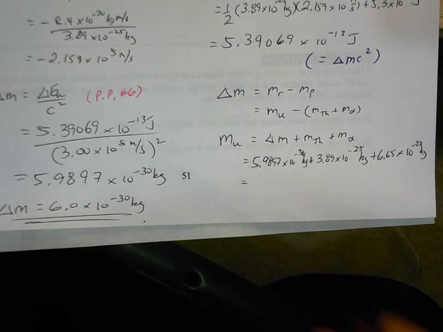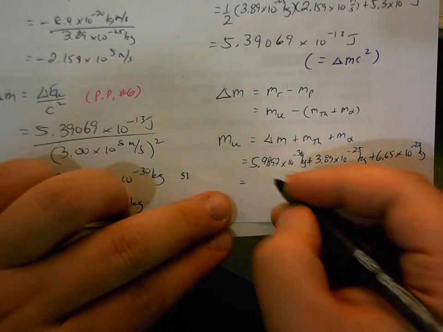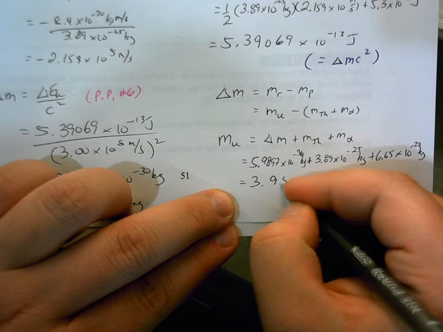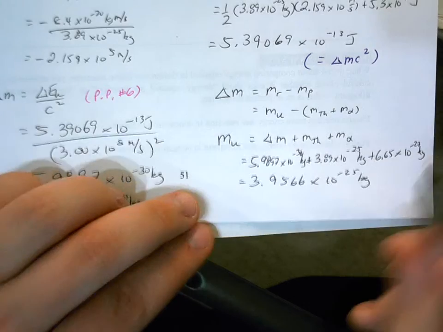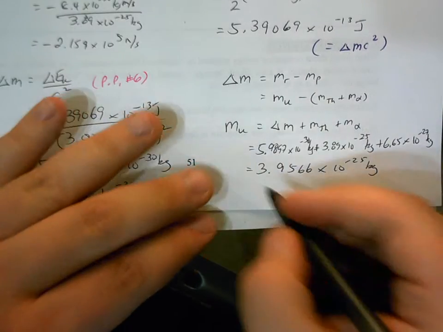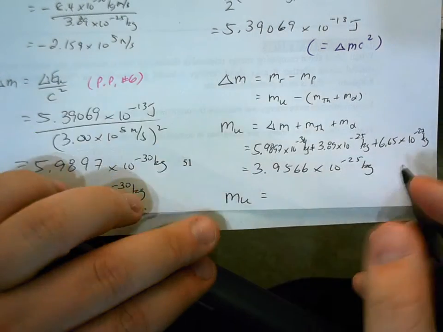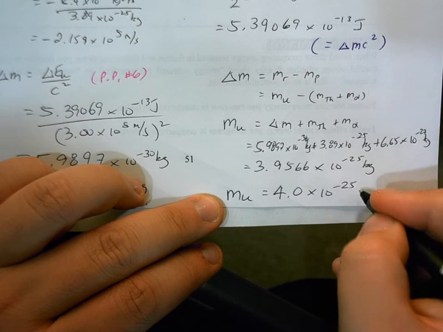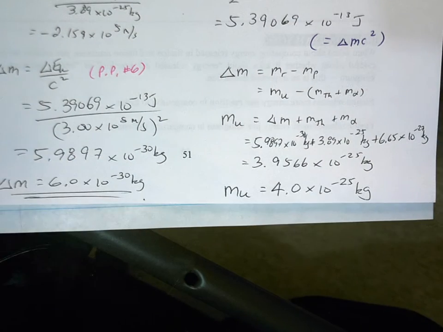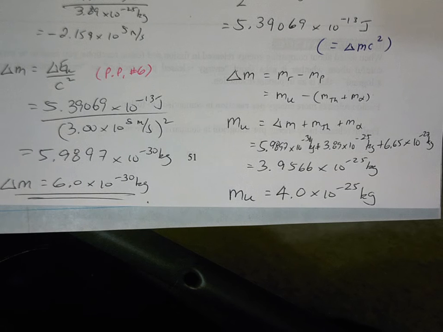And again, sorry I had to cram the work in there. So if we do all this, we're going to get about 3.9566 times 10 to the minus 25 kilograms. Or what we're just going to say, for significant digit purposes, is that the mass of this uranium-238 is roughly 4.0 times 10 to the minus 25 kilograms. So that's a really challenging question. There's a lot of little steps in it. But that's why when you have large context boxes, it's very crucial to carefully read the question.